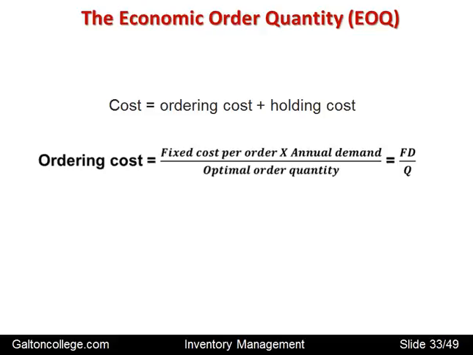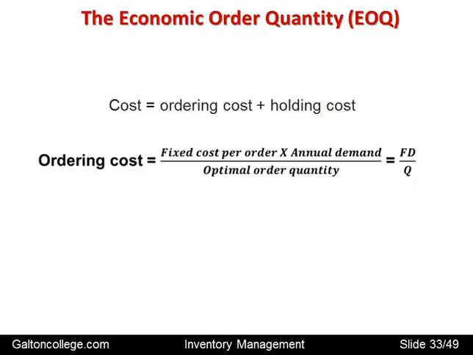So slightly more sophisticated here, we have the fixed cost per order times the annual demand, over the optimal order quantity. Now let's just consider this for a moment. We have an optimal order quantity. We don't know what that is yet. We're just saying there must be an ideal amount to order. Let's say the ideal amount to order, the optimal order quantity, is 100.